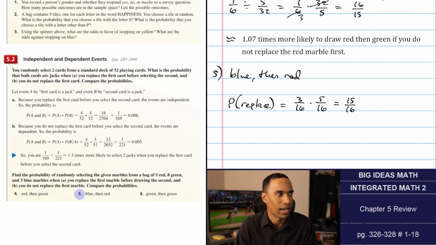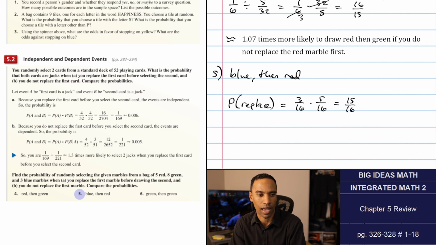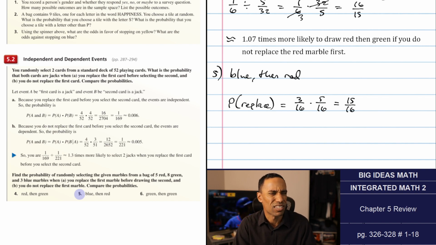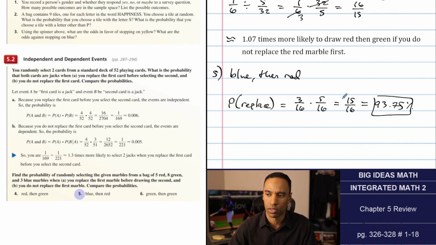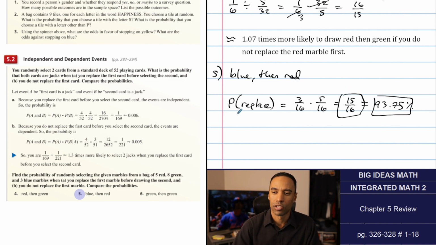It's somewhere 9, I don't have it, 9375 or something. Let's see. 15 out of 16. 0.9375, yeah. So 93.75%. So either that or that. Do not replace.